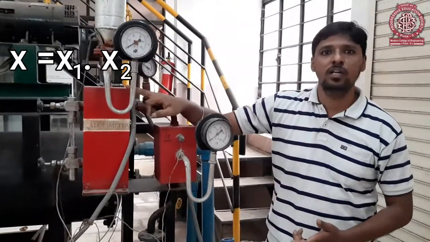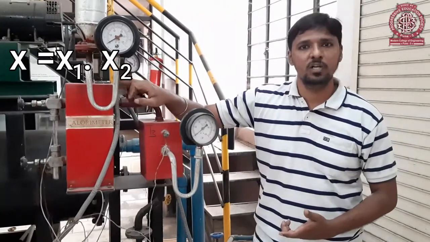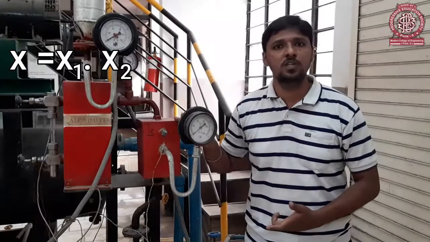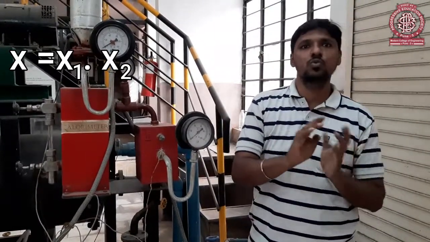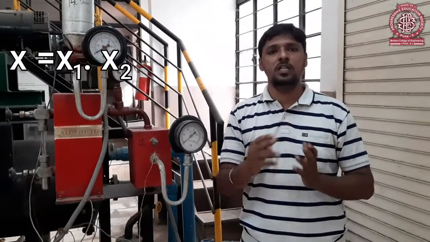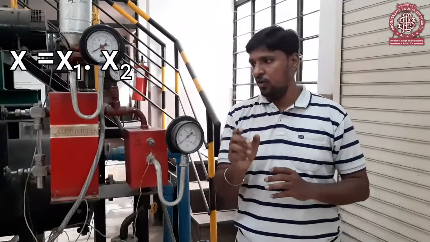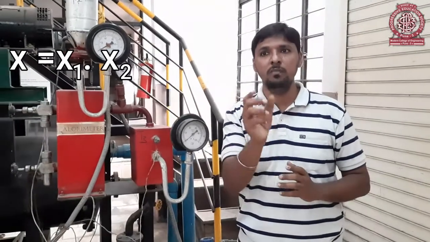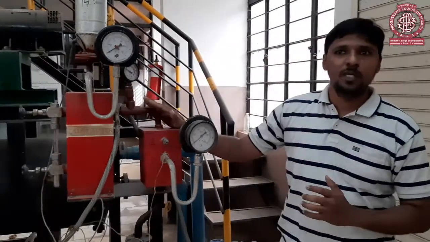Suppose X1 is 0.7, and here we have got a dryness fraction of 0.9. So X1 into X2, 0.9 into 0.7, is around 0.63. So that much dryness fraction we are getting. That will be the dryness fraction.